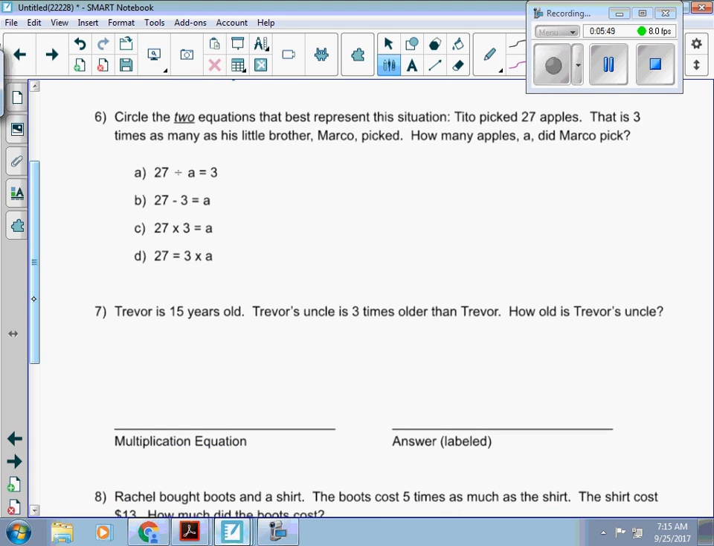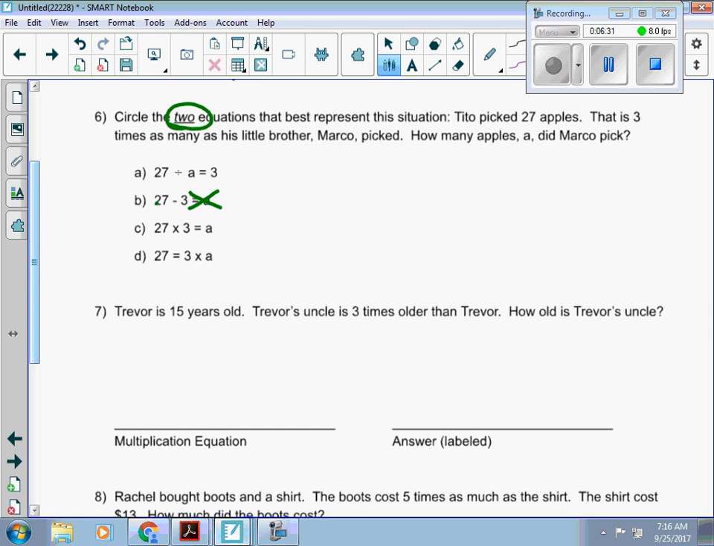Number 6. Circle the two equations, and I'm going to circle 2 so I don't forget. Tito picked 27 apples. That is 3 times as many as his little brother Marco picked. How many apples did Marco pick? Okay, so I need 3 times Marco to give me 27. Well, here I see the first one, 27 divided by Marco equals 3. That one might work, because that could be part of that fact family. Let's check the rest. 27 minus 3? No, I don't want to subtract anything.